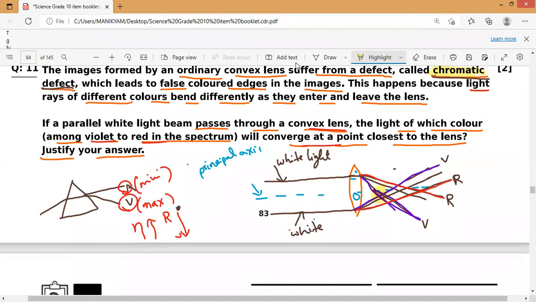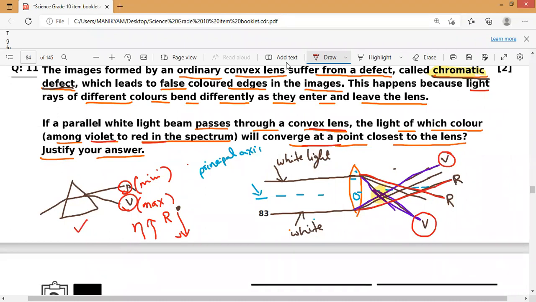I am really not predicting, but these questions will come. So what is the answer now? All of you, violet is your answer. You can see here how it is bending. So it's just a normal question, only instead of a prism, they kept a lens, nothing else. So now answer. What is that?